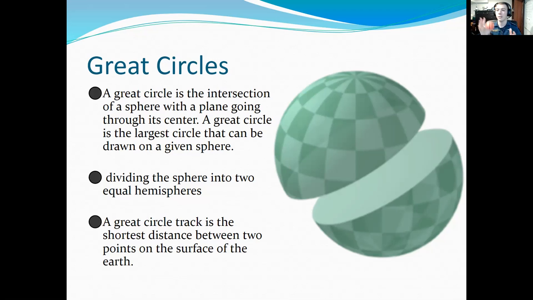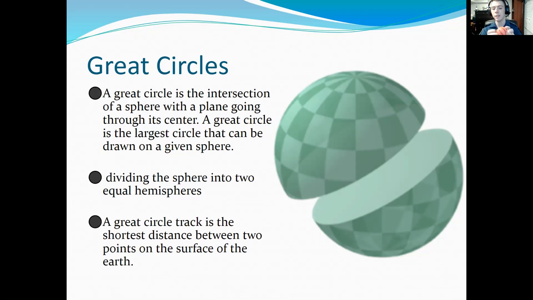If you take a look at this basketball, we've got essentially an equator around it. It's this one line that goes all the way around, and it is at the thickest point of the ball. If it were up here and ran around here, that is still a circle, but it's not a great circle because it's not at that thickest point.